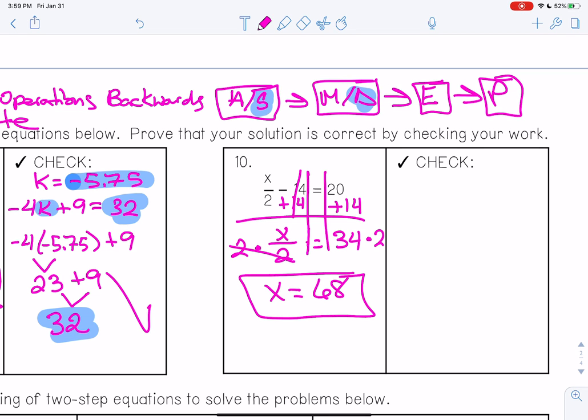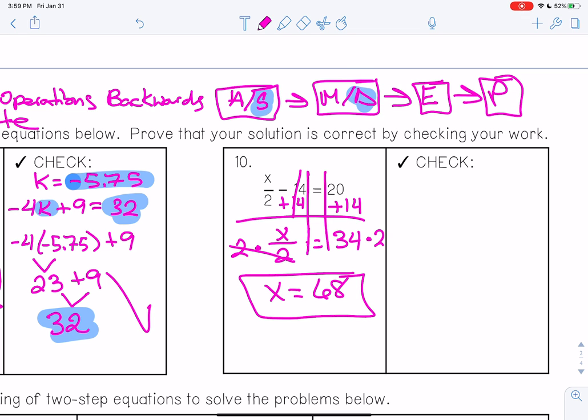Another way you can do this, and remember, there's always multiple ways of doing the same kind of problem. You could have just thought of it as, okay, x divided by 2 equals 34. What number divided by 2 gives me 34? And it's 68.